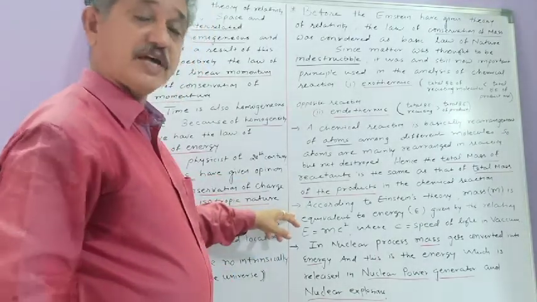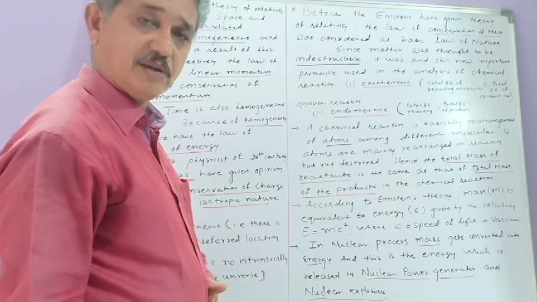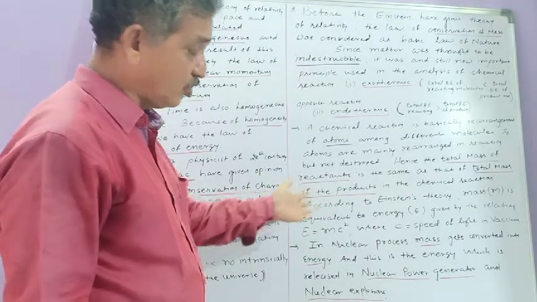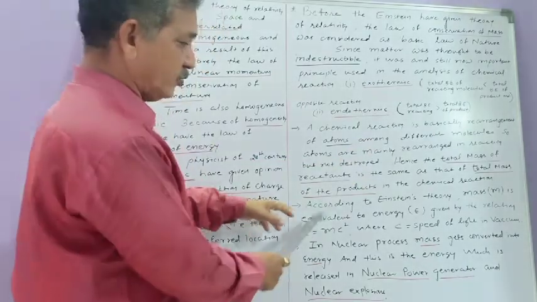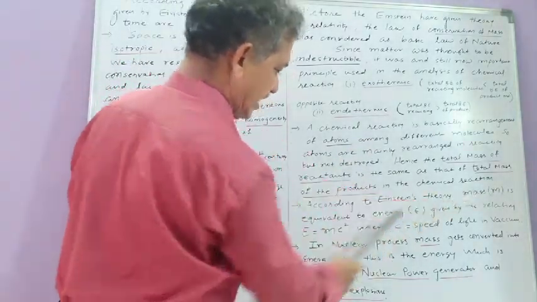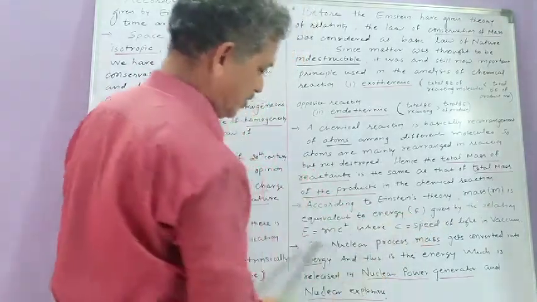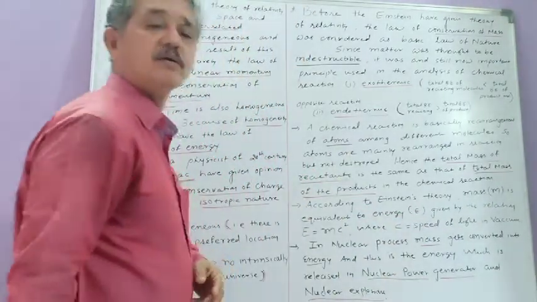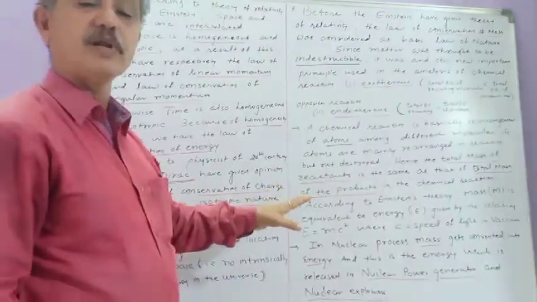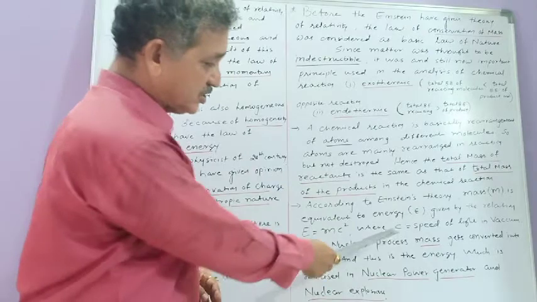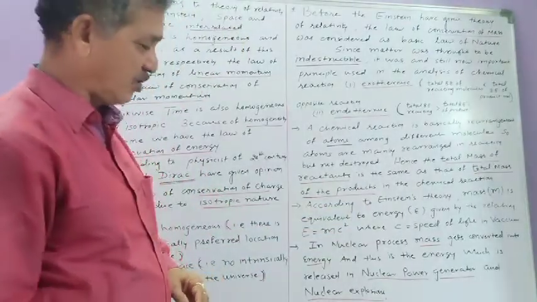Thereafter, the scientist Einstein gave the theory of relativity, and according to his concept, mass is always going to be converted into energy. So according to Einstein's theory, mass m is equivalent to energy E, which is given by the equation E equals mc squared. So mass is equivalent to energy, but how much energy? The energy is given by mc squared. Then what is c? c is the speed of light in vacuum.